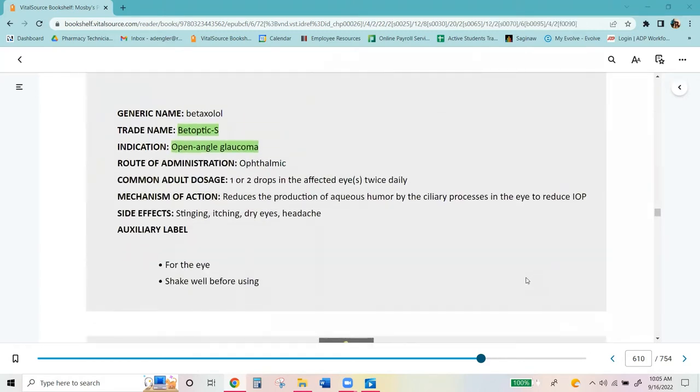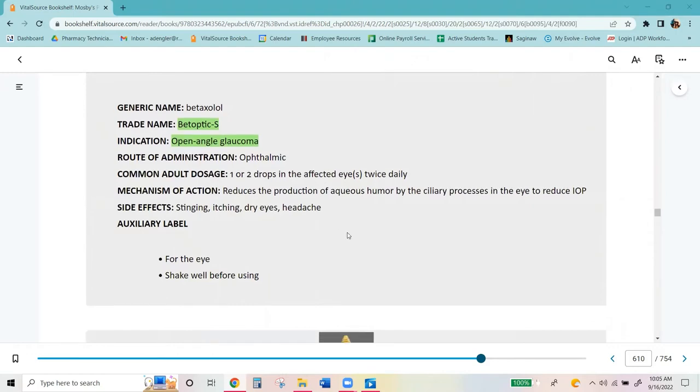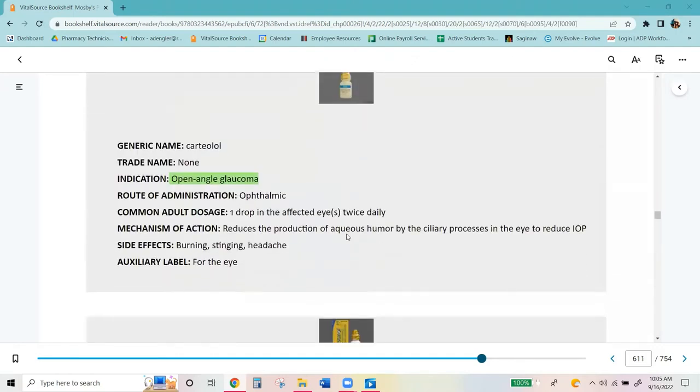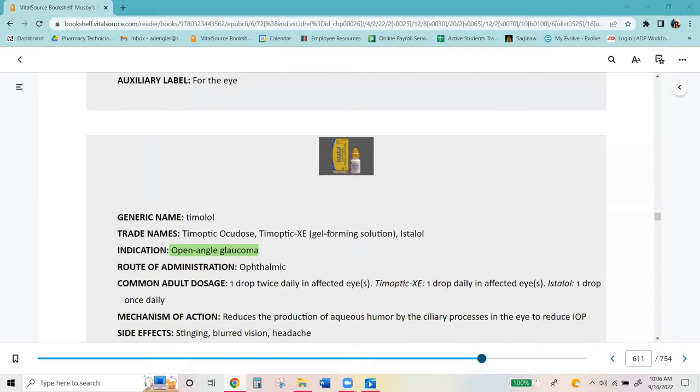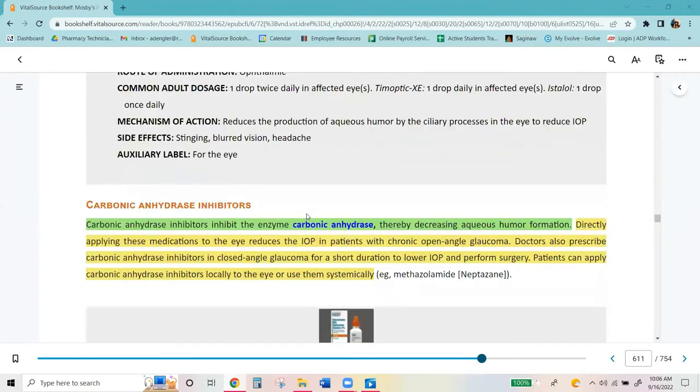So we have Betoptic for open angle glaucoma. We have Carteolol for open angle glaucoma, and just pay attention that all of these have the ending -olol, which is common for beta blockers. We have Timolol, which is for open angle glaucoma.